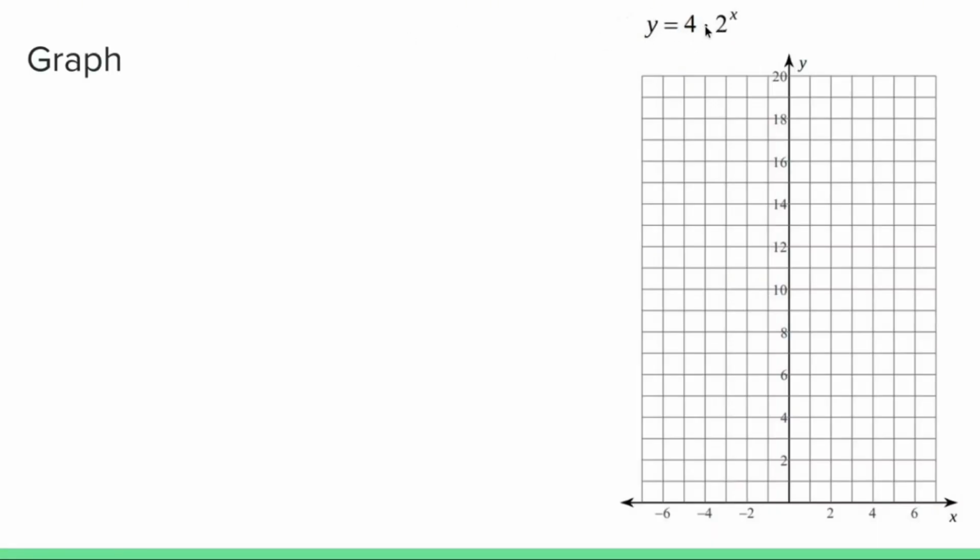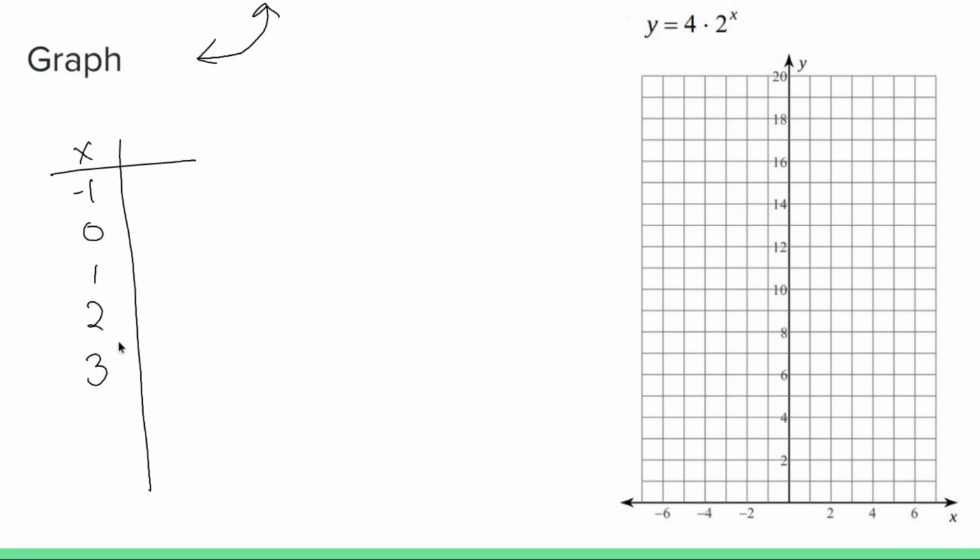Graph y equals 4 times 2 to the x. Now, looking at this, we know that this is exponential growth, which is going to look like this. So probably the easiest thing to do is pick a couple values, right? Pick a couple x values, plug it in, see what happens. Okay, so why don't I pick x values of -1, 0, 1, 2, 3, and we'll go from there.